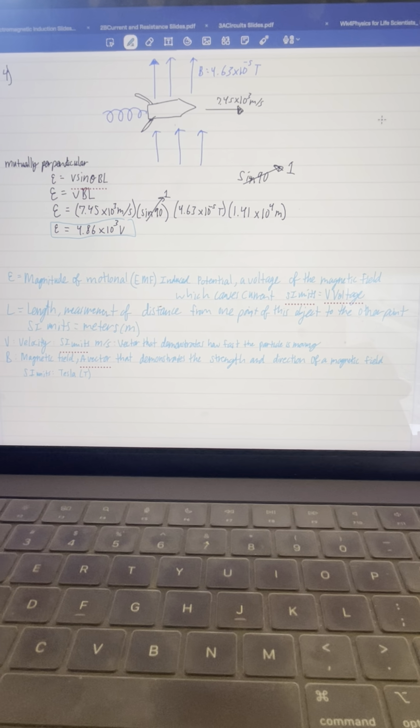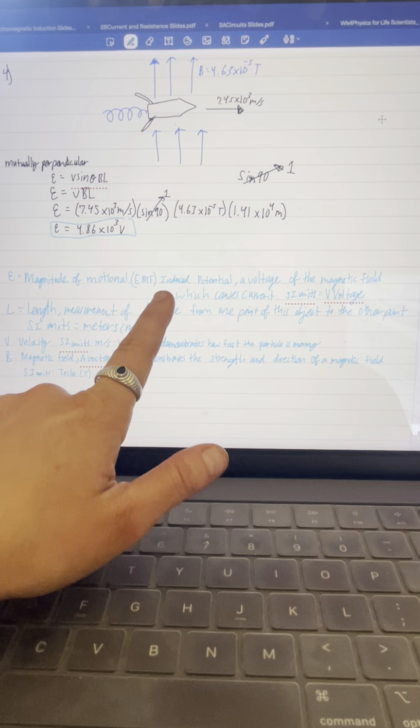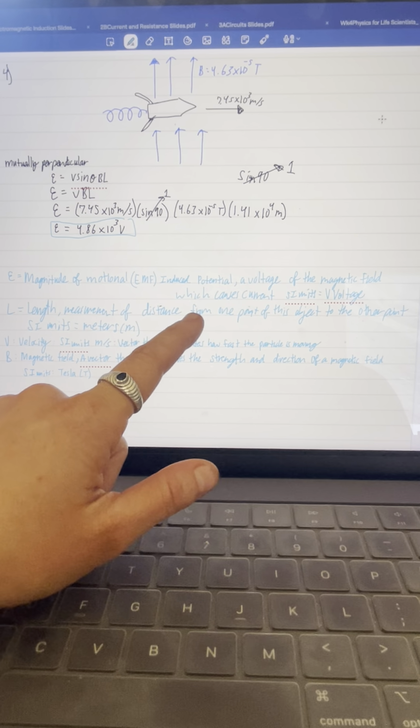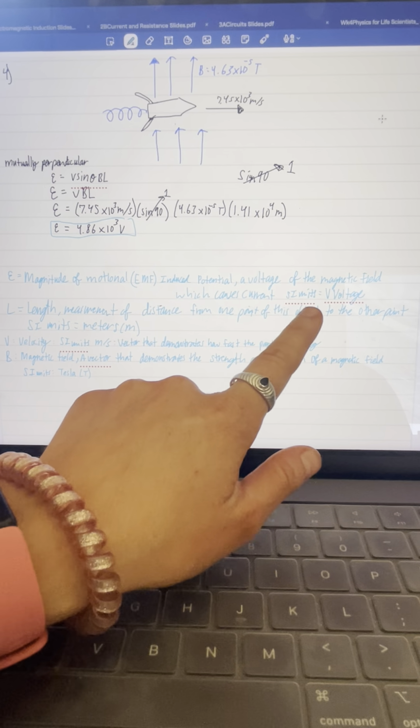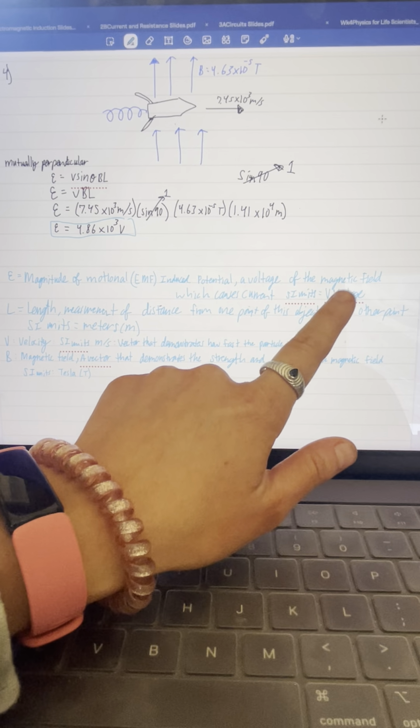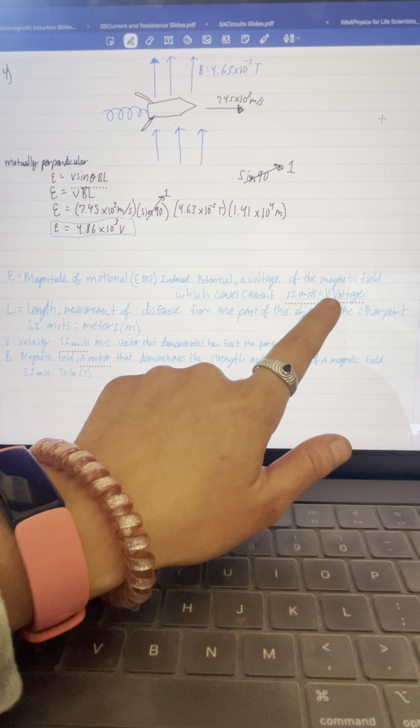And then also what we need to know for this problem is that E, or this weird E, is the magnitude of motional EMF, which would be induced potential, and it is a voltage of the magnetic field, which causes a current. The SI unit for this is voltage, also known as just V.